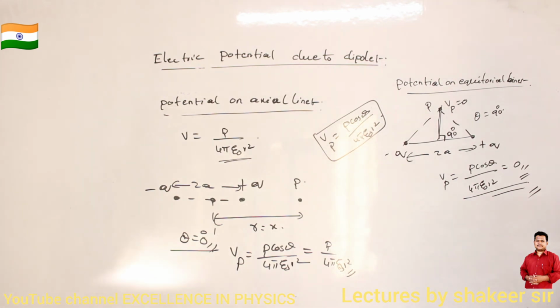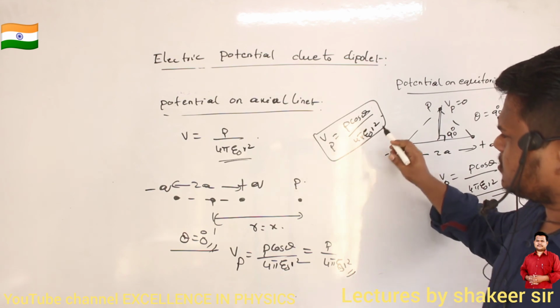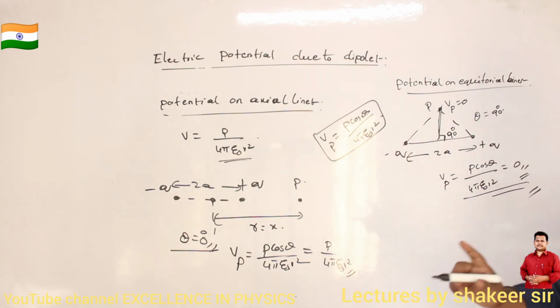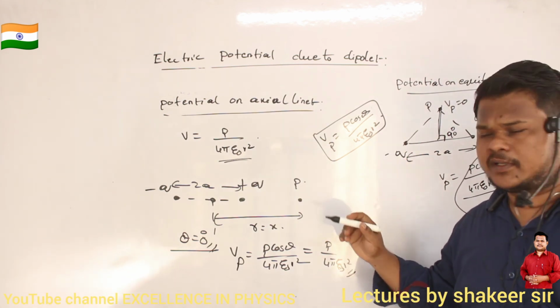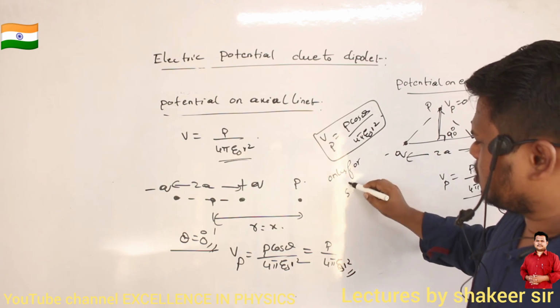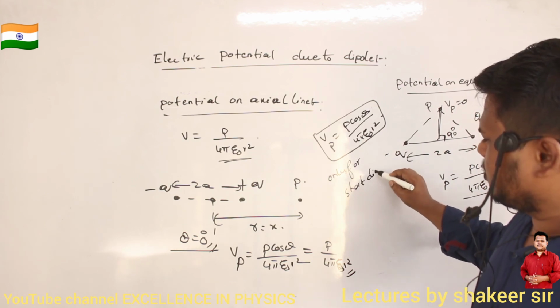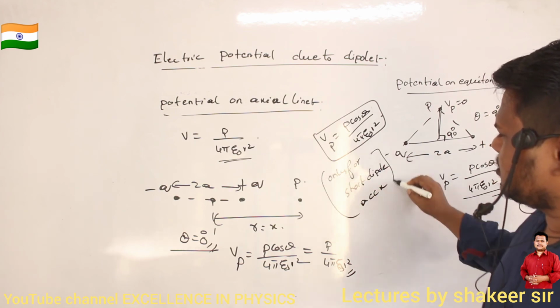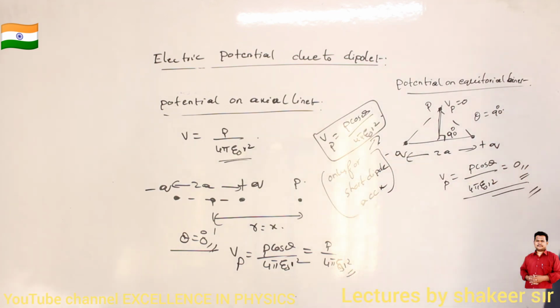And one more point you should be careful about is that this equation is satisfied only for short dipoles, not for every dipole. This is satisfied only for short dipoles. What is meant by a short dipole? a is much less than the x value. Only for this condition, this equation will be satisfied. Okay? Come on.